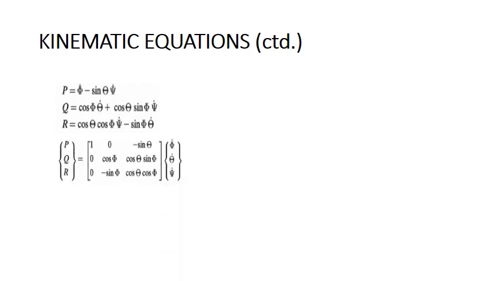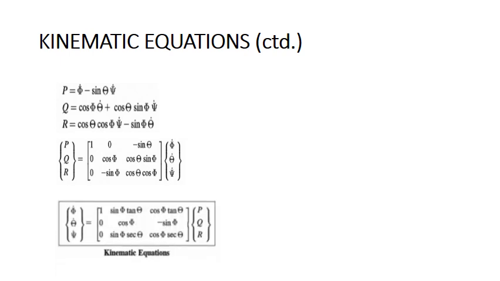By grouping the coefficients of I, J, and K, we get the following equations, which can be represented in the matrix form as follows. The inverse of this matrix can give us the kinematic equations as follows. These are the kinematic equations. It should be pointed out that the previous equations have a singularity associated with the condition of theta equal 90 degrees.